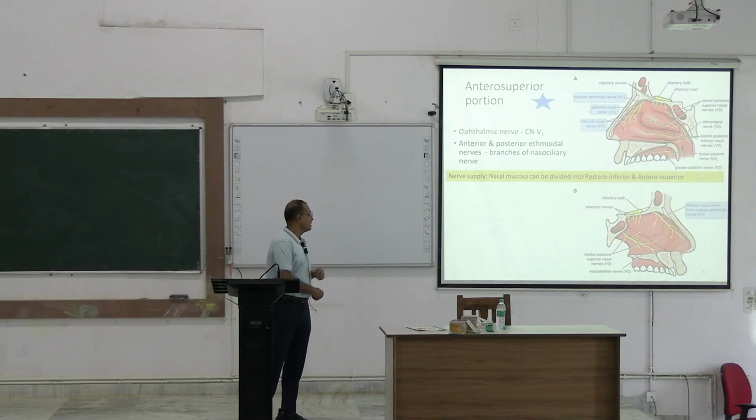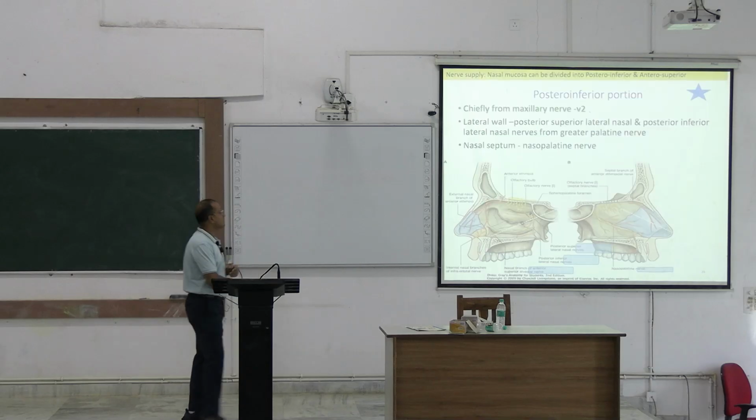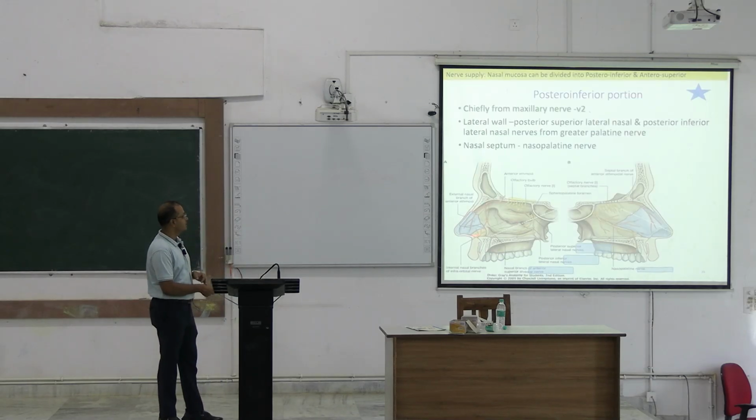Coming to the nerve supply. The nasal cavity is supplied by 2 nerves. Anteriorly, it is supplied by the V1 division of the trigeminal. Posteriorly, it is supplied by the V2 of the trigeminal nerve. That means the ophthalmic division and the maxillary division of this nerve are supplying it. The anterior part of the nasal cavity is supplied by V1, the posterior part by V2. V1 means the ophthalmic division of the trigeminal, V2 the maxillary division. In easy words, you can remember it this way.